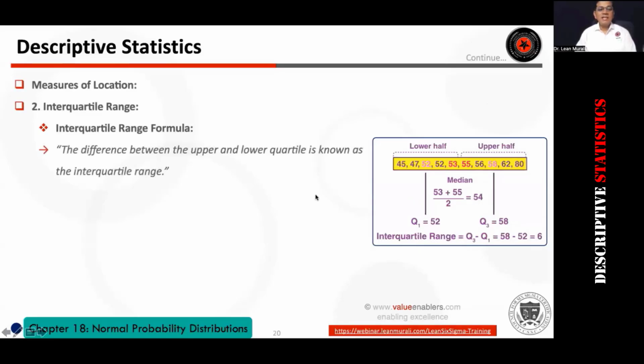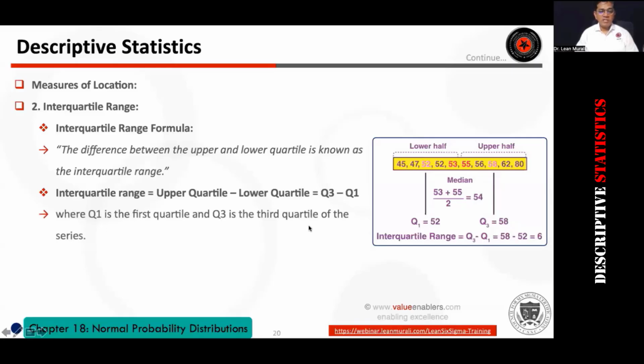So this is the interquartile range. The formula is the upper quartile minus the lower quartile, known as the interquartile range. So Q3 minus Q1, which I showed in the last slide. Q1 is called the first quartile, Q3 is called the third quartile.